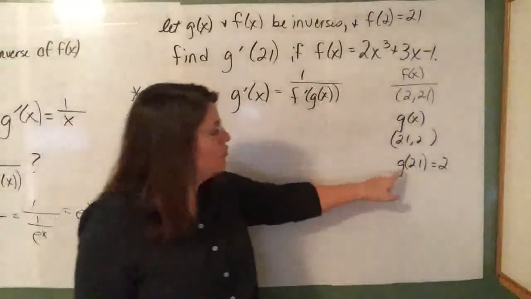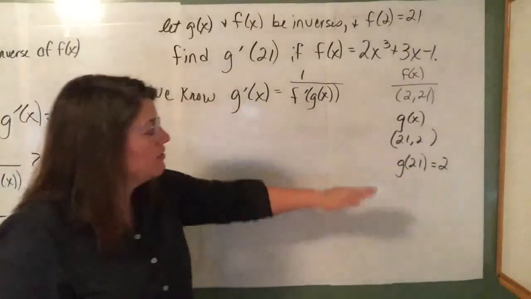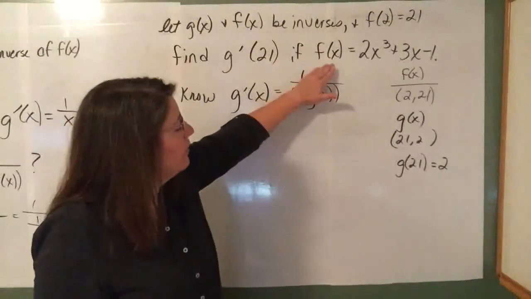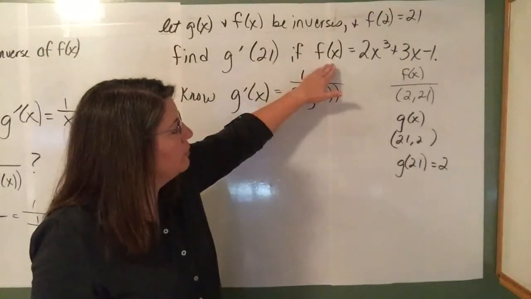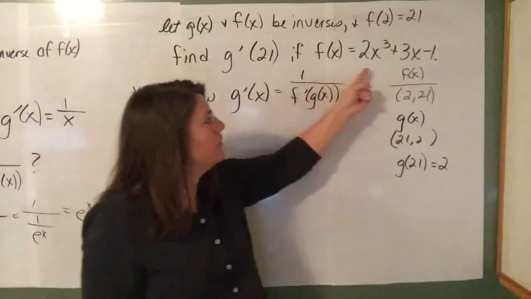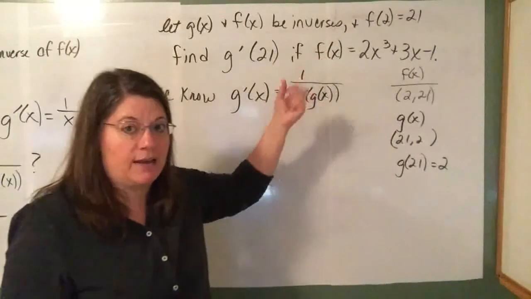Well, we know g of 21 is 2. They want us to find g prime of 21. And then they give us the f function is 2x cubed plus 3x minus 1. Now, it might be tempting to try to find the inverse of the f function, g of x.